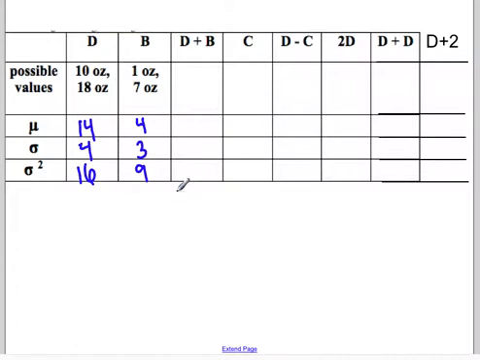All right, so now we are going to do a combination of dog and bun. So what are all the different possible values? Well, you could have a 10-ounce hot dog with a 1-ounce bun, and that would give you a total of 11 ounces. You could take a 10-ounce dog and a 7-ounce bun, for a total of 17. You could take an 18-ounce dog with a 1-ounce bun, that'd be 19. And you could take an 18-ounce dog with a 7-ounce bun, and that would be 25. So those are all the possible values.